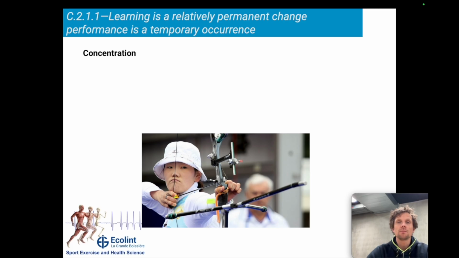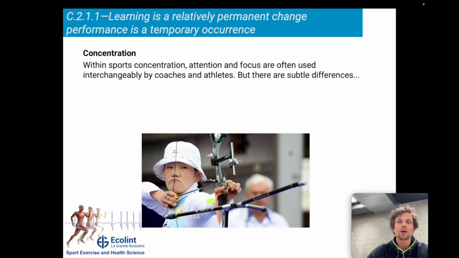Concentration is really important, particularly in sporting endeavours. Let's have a quick look at some of the different terminology that we use, because quite often we'll use concentration, attention and focus interchangeably, and it's not always the case that they mean exactly the same thing. Let's see if we can unpick the differences between them.